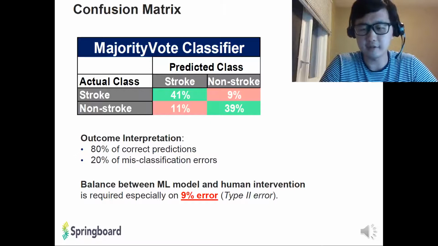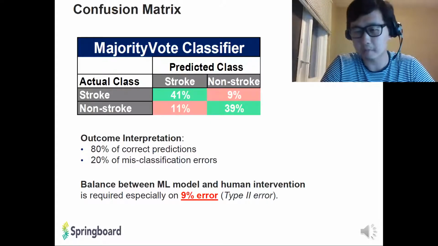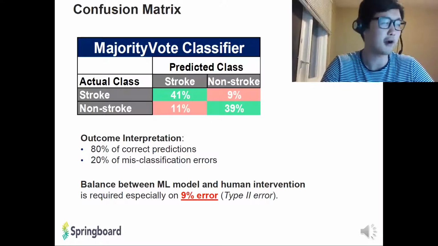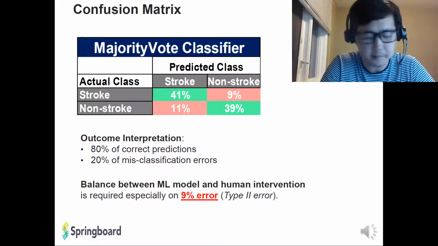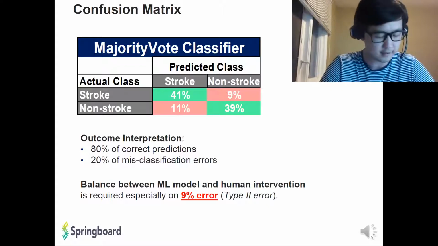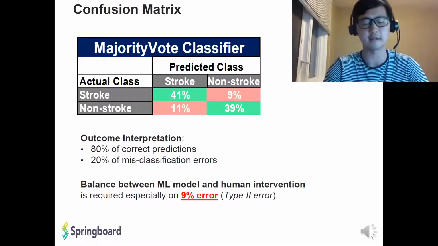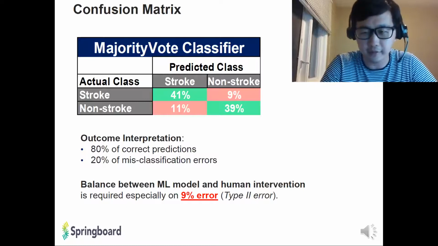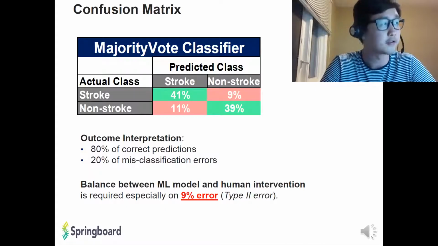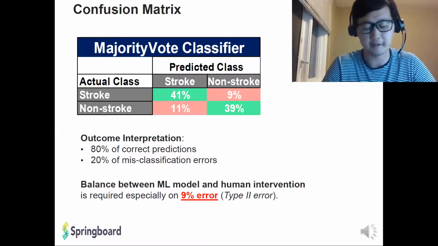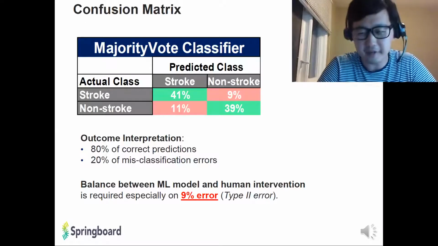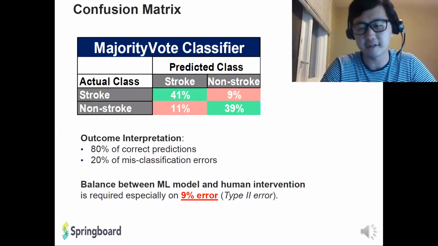The take-home message here is that a balance between a machine learning model and human intervention is required, especially for the 9% error, which is a type 2 error called a false negative. The reason I'm saying this is that these are cases the model interpreted as non-stroke, but they actually were stroke cases, which is really bad in the medical field or any type of medicine, because if you end up missing these patients, it leads to complications and, in the worst case scenario, reduces the survival rate of the patient.